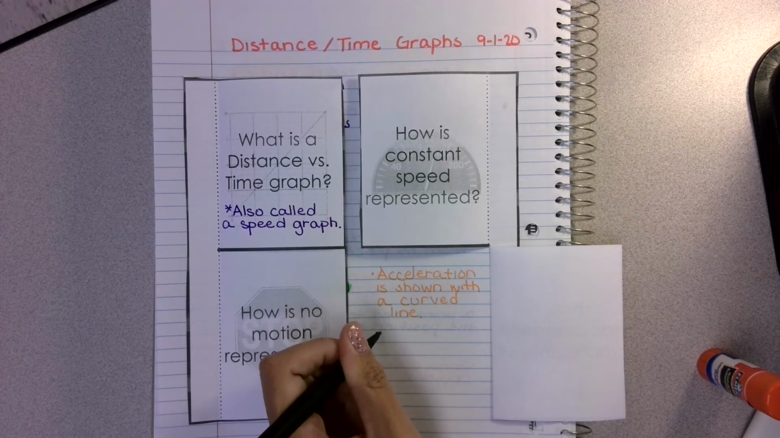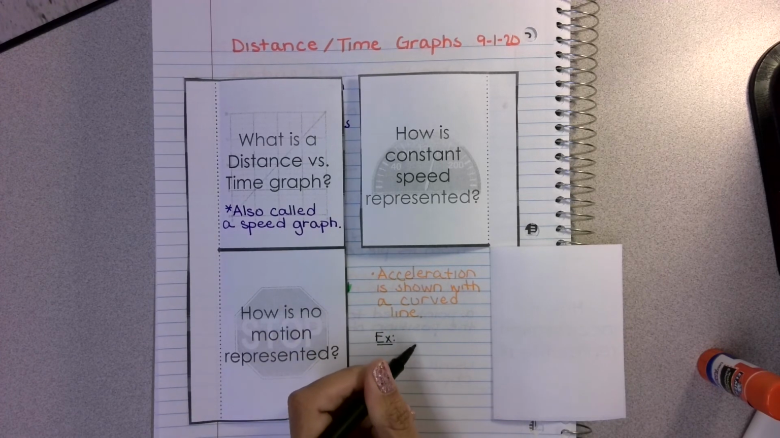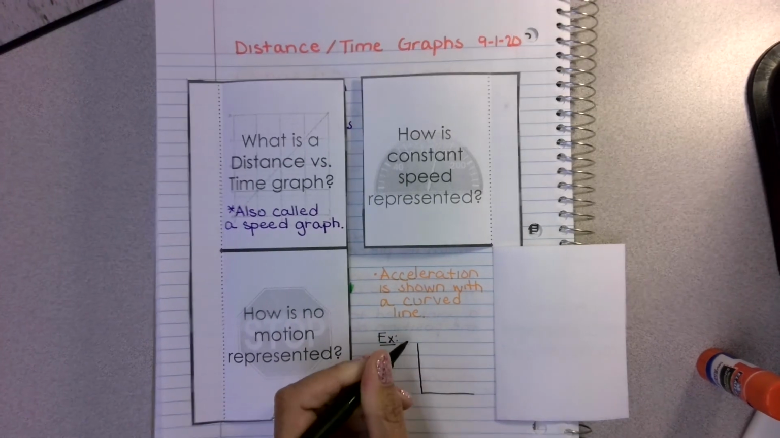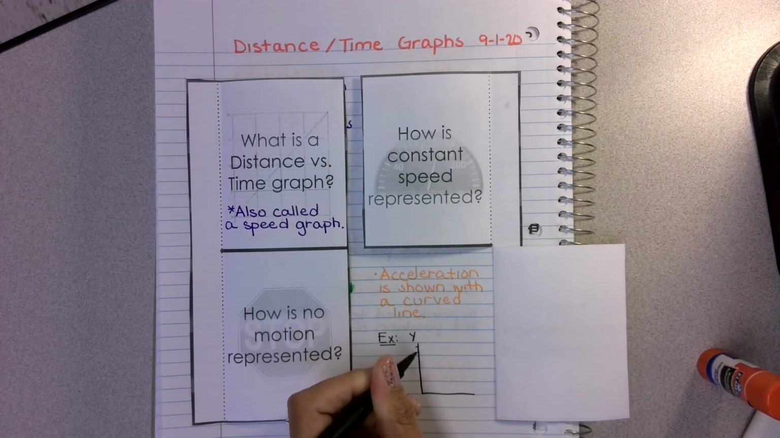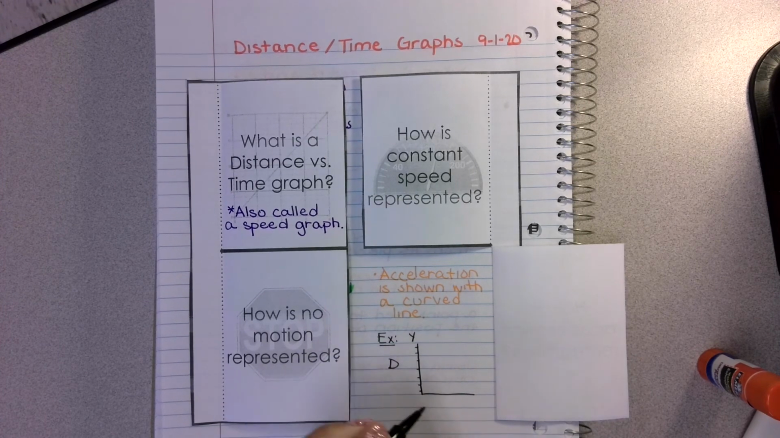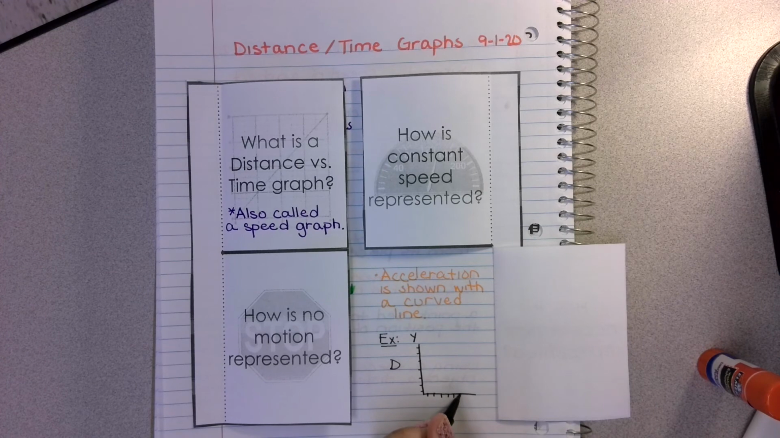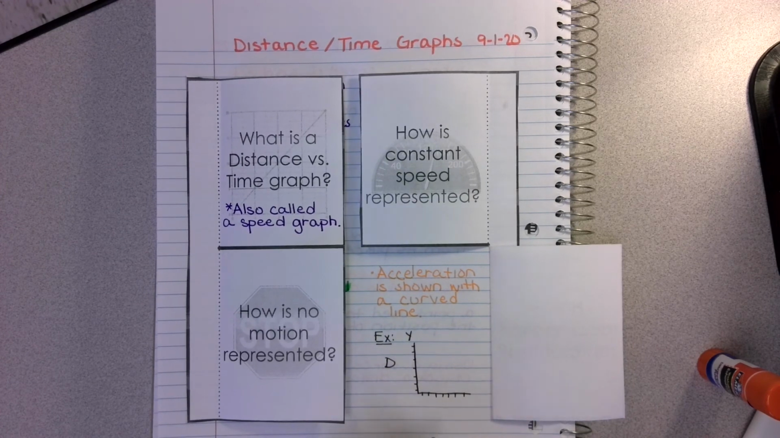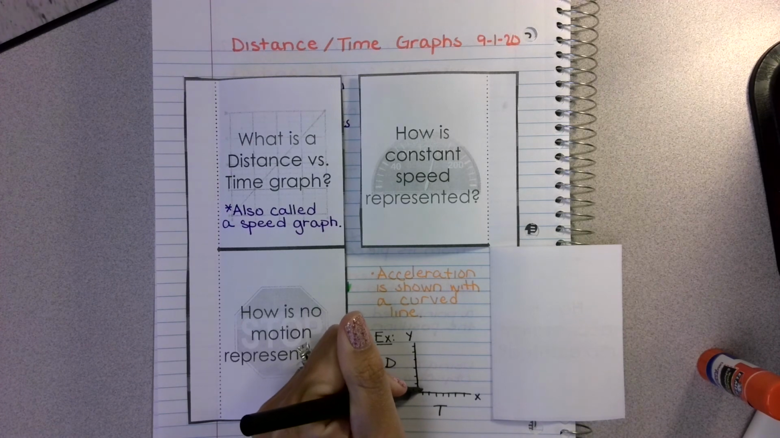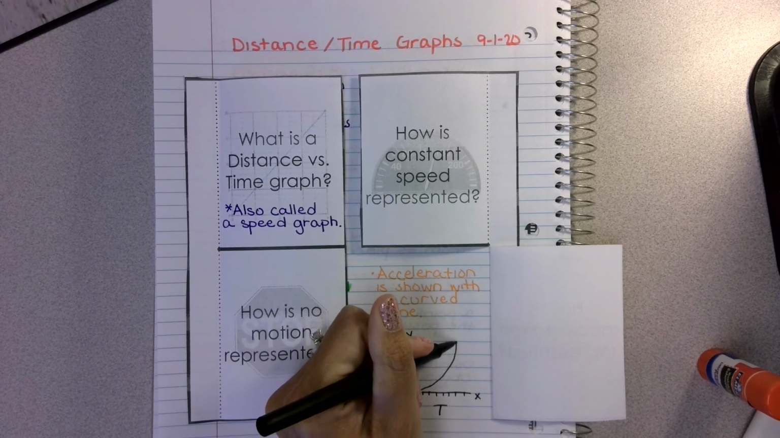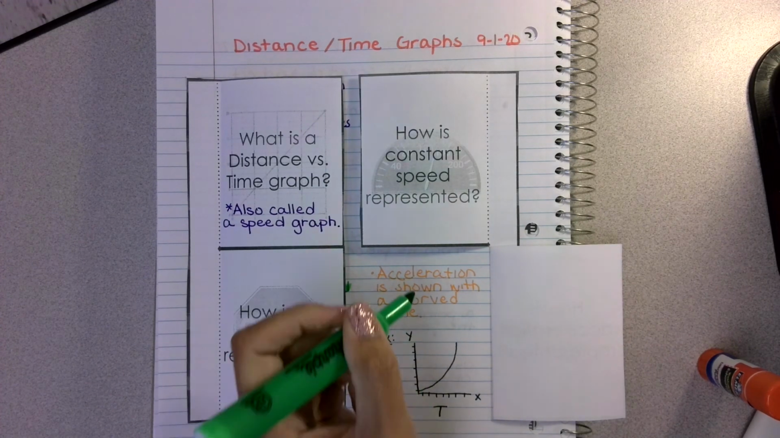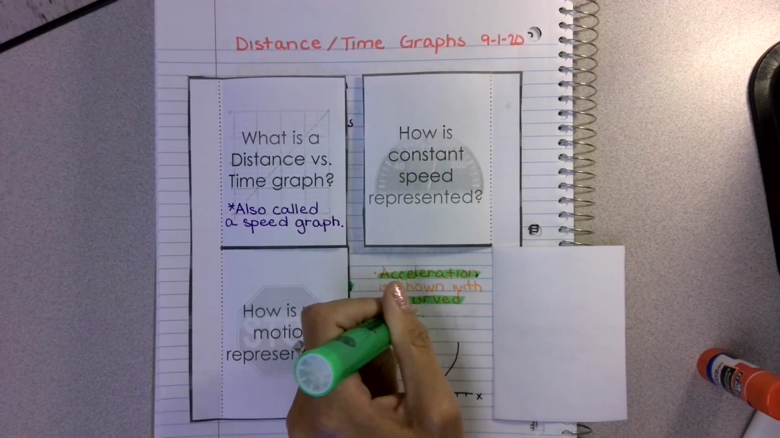So here's our example again. Draw our graph again. On the y-axis, which is vertical, we have our distance, and you always have to label these axes because someone else has to be able to read it. It's like you writing a letter and never crossing any of your T's, then they don't know if it's an L or a T, so it's all confusing. So you always have to label the distance and the time so that you know what you're measuring. So it's shown with a curved line. There you go. So acceleration, curved line.